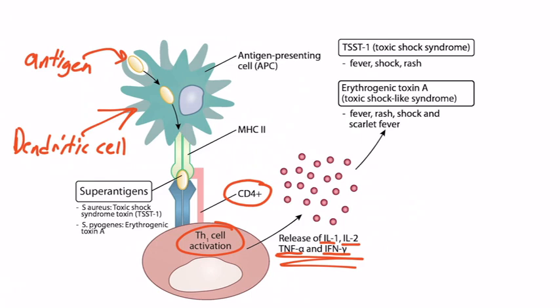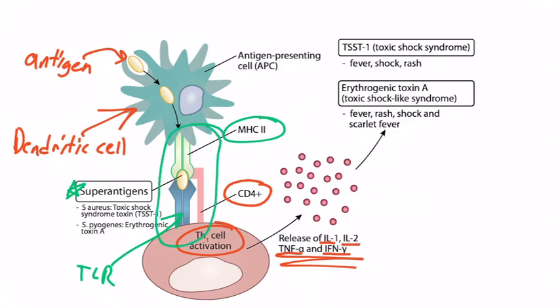However, in the case of superantigens, which we've shown right here, this antigen will basically lock the MHC class II and the T cell receptor, or TCR. The point is that this whole complex is basically locked, and there's a huge release of cytokines. This overabundance of cytokines causes a drastic immune response, leading to toxic shock. This occurs with two toxins, the toxic shock toxin, also known as TSST-1, causing toxic shock syndrome, or the erythrogenic toxin A, which causes a toxic shock-like syndrome.